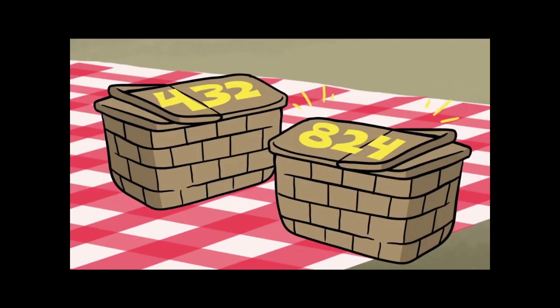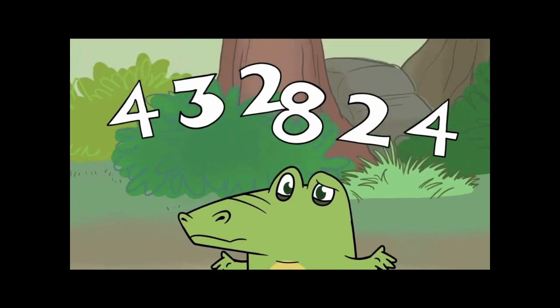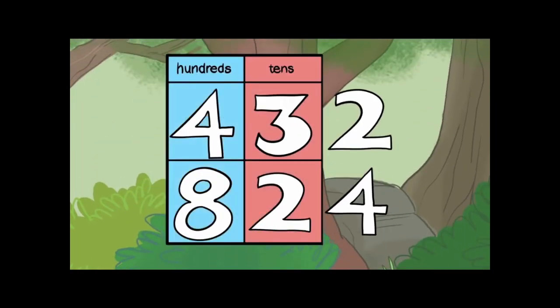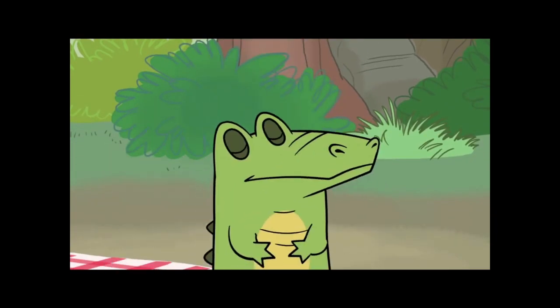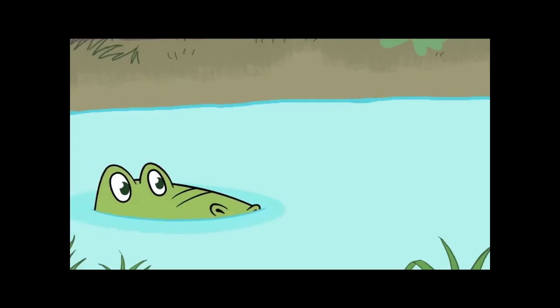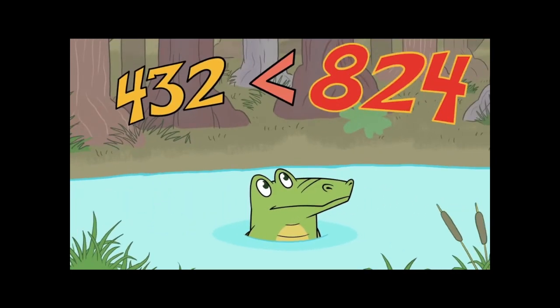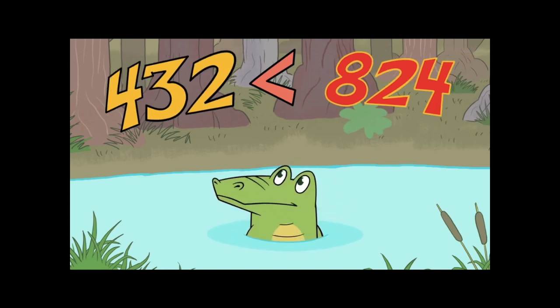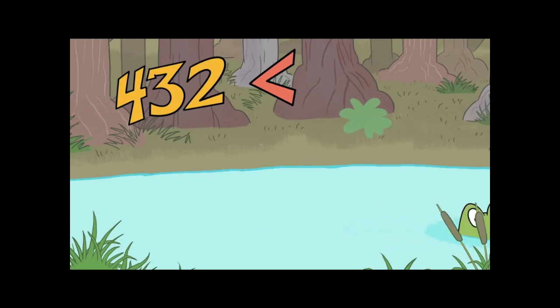$432 and $824. The gator eats the one that's worth more. He looks at the place values from left to right. It's the greatest hundreds place, so he takes a big bite. The hungry alligator eats the number that's greater. The number that is least is never part of his speech.